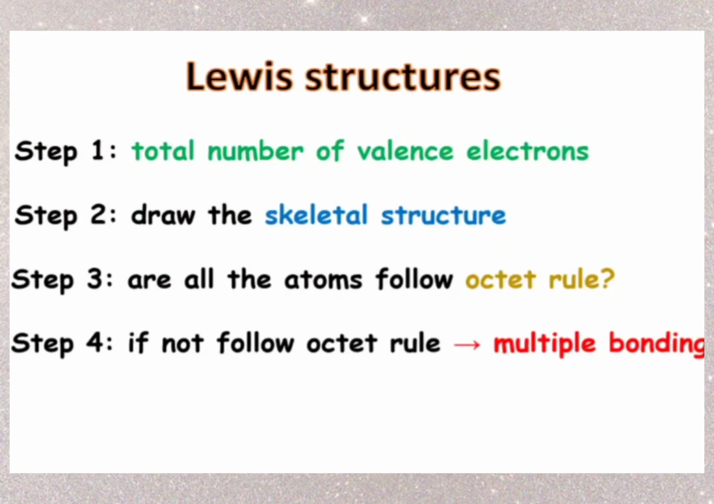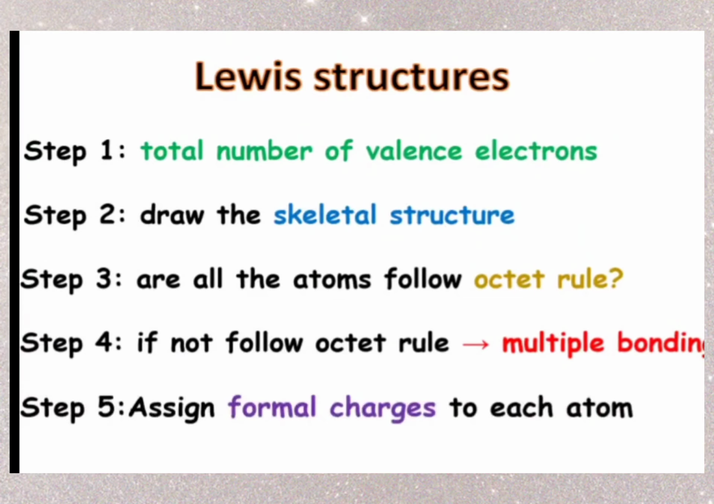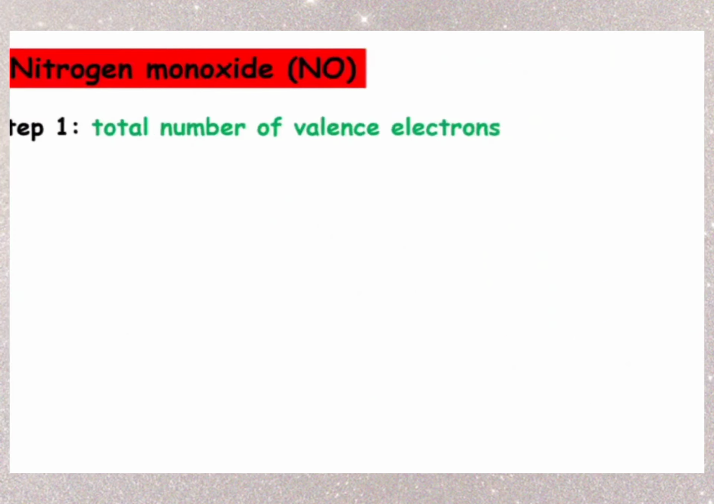My dear students, these are the steps of drawing the Lewis structure. If you want to determine the charge of each atom in the molecule, or there are two possible Lewis structures of a certain molecule, then you can go to step 5, calculation of the formal charge. Now, let's start to discuss the Lewis structure of nitrogen monoxide.